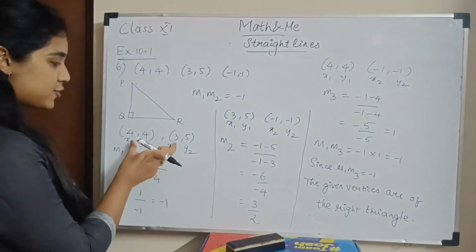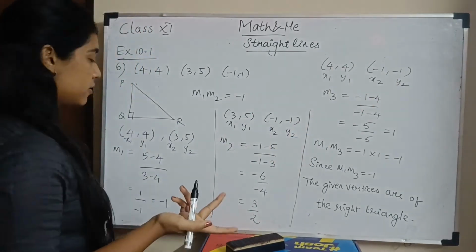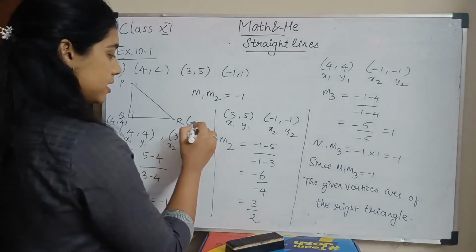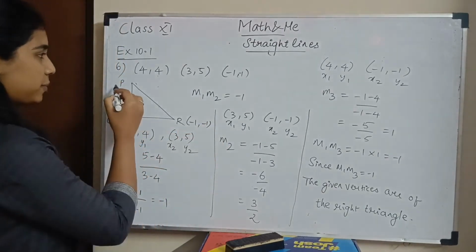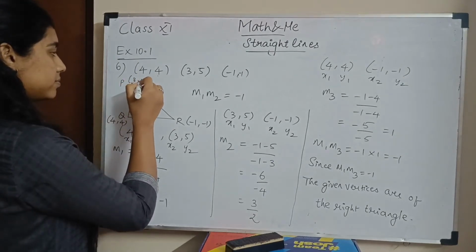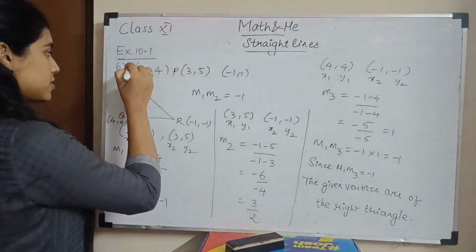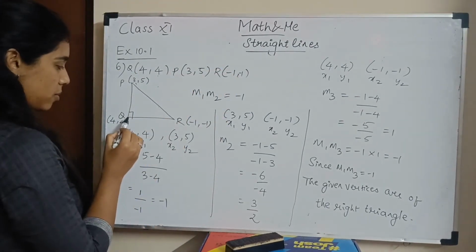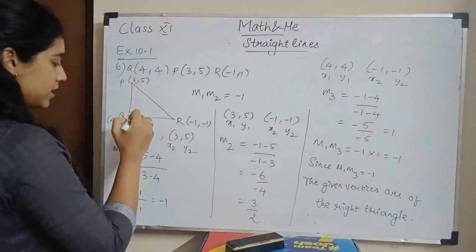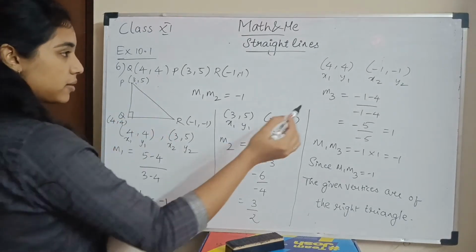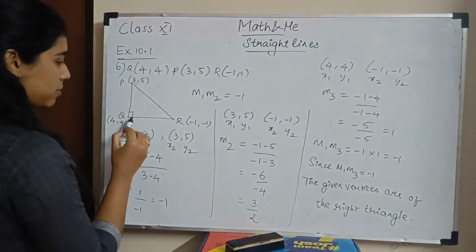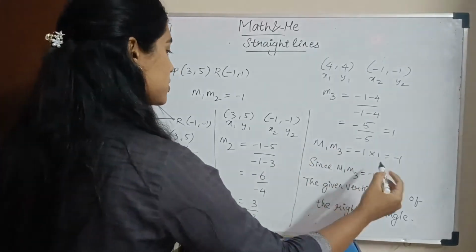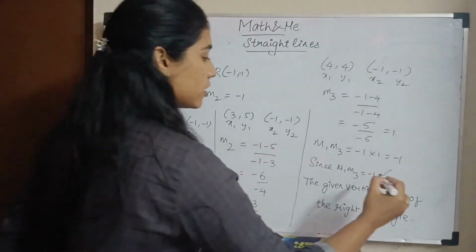So what do you see in these two pairs and these two pairs? The common point is 4, 4. So the point Q is 4, 4. The point R is -1, -1. The point P is 3, 5. Okay, so this is your P, this is your Q, and this is your R. This is the common point 4, 4 and 3, 5. The slope of that is -1. The slope of 4, 4 and -1, -1, the slope of QR, is 1. So what do you have? Since the product of the slopes is -1, we have PQ perpendicular to QR.